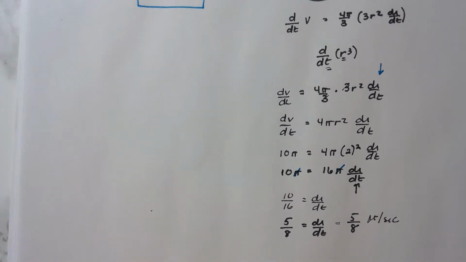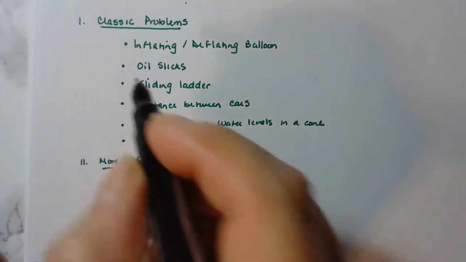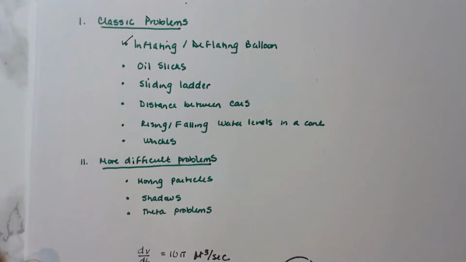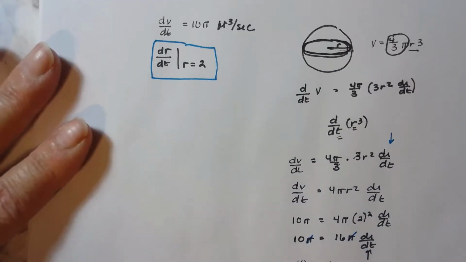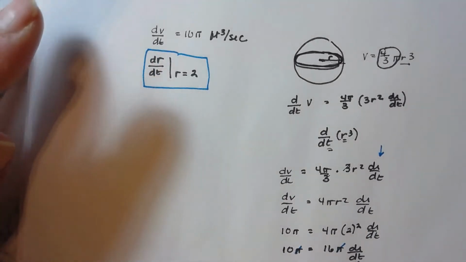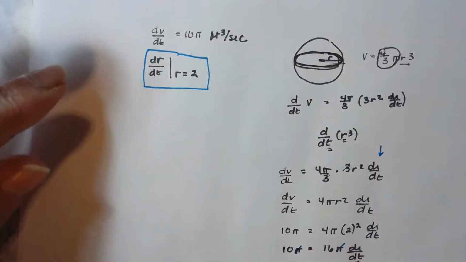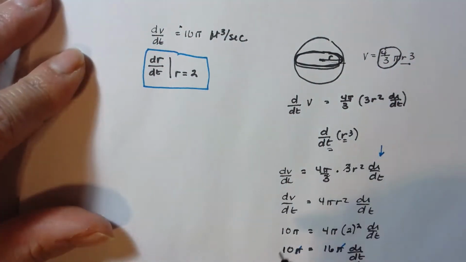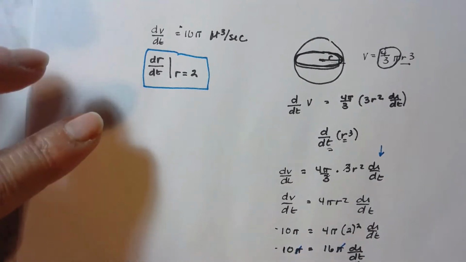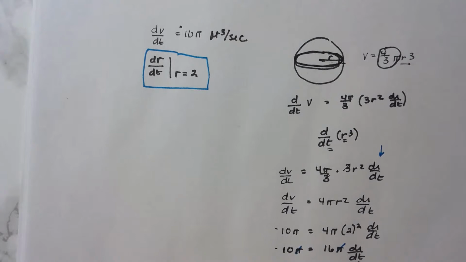All right, so that's a sphere problem. We did an inflating balloon. And if this were deflating, suppose it was the same exact problem, but it said a balloon is being deflated at a rate of 10 pi, I would do the same steps, but my answer would come out negative. I wouldn't write in my interpretation that it's changing at a rate of negative 5/8. I would say that the radius is decreasing. The negative implies that it's decreasing. So the radius is decreasing at a rate of 5/8 feet per second at the moment when the radius is equal to 2. All right? So very, very simple.